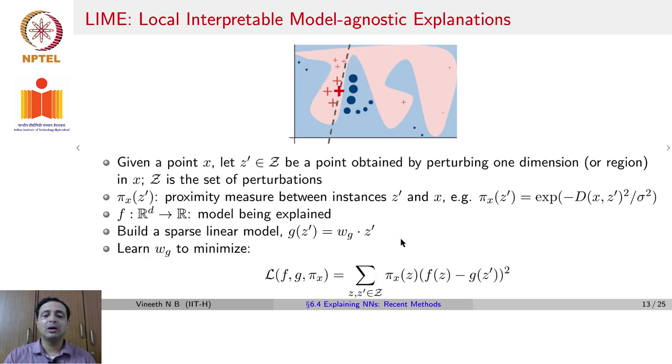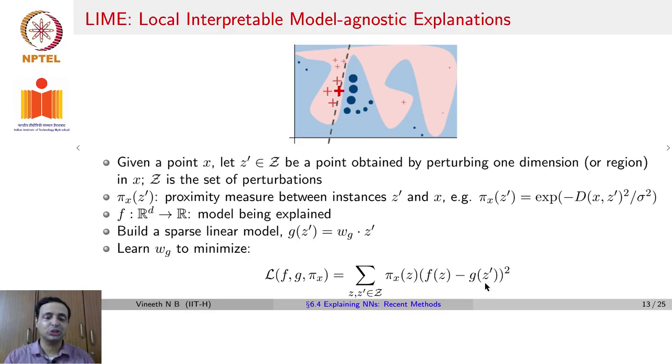Now we want to learn WG. That would be our goal, because we want to learn that linear model. WG is learned by minimizing: you take Z and Z primes belonging to Z, pi x of Z, which is the distance of x from Z, times f of Z minus g of Z prime.